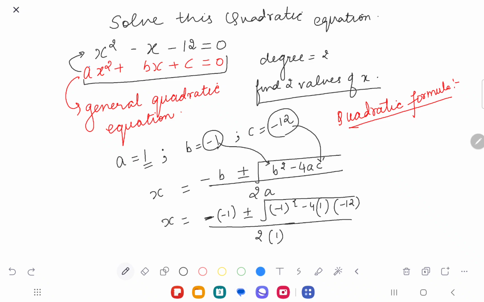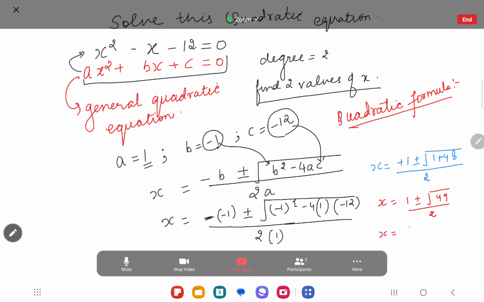Understood. So what shall be the value of x? x shall be plus 1 plus minus under root of, it shall be what? 1 square would be 1, minus 1 square shall be 1. Minus into minus becomes positive, and 12 times 4 becomes 48 over 2a times 2. So x shall be 1 plus minus under root of 49 over 2.